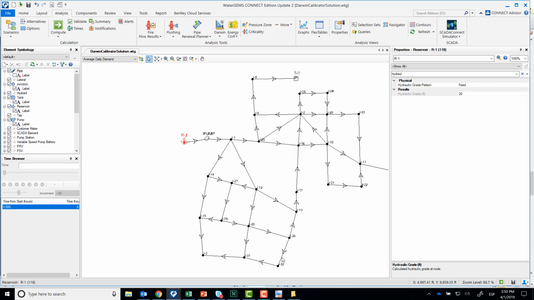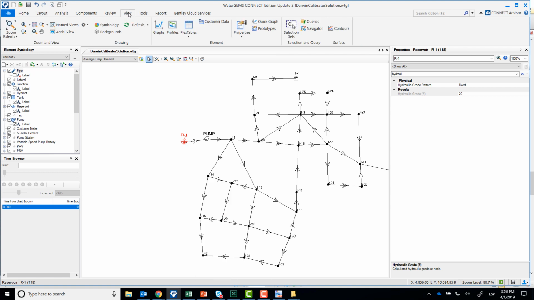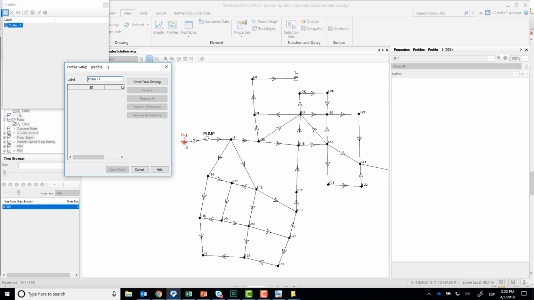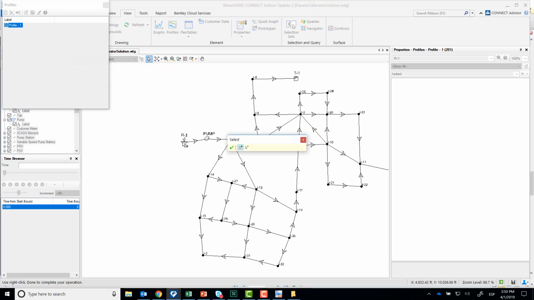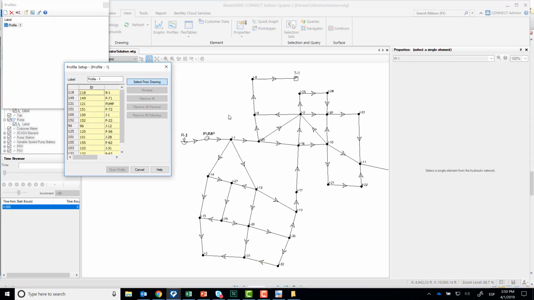I'm going to create a profile. So we'll do View Profile and create a new profile from select from drawing from here through here to here. Let's say all the way here. It finds a path.